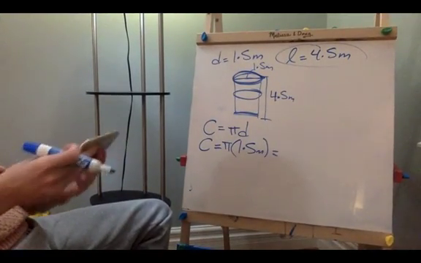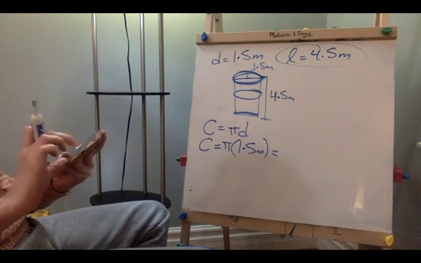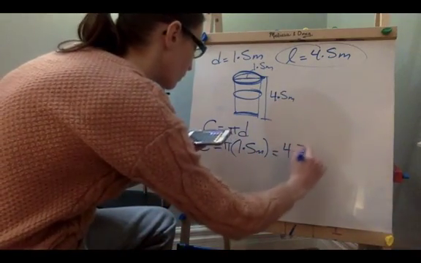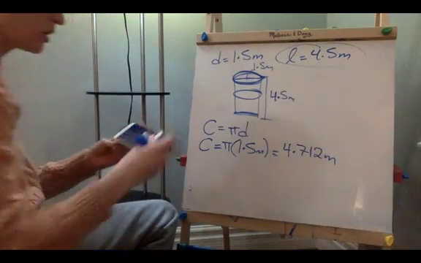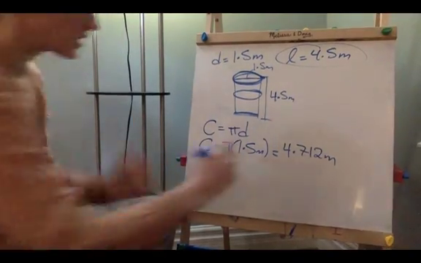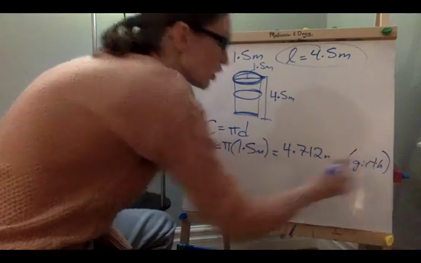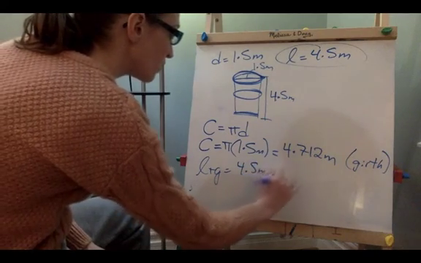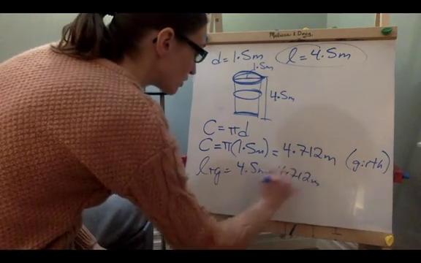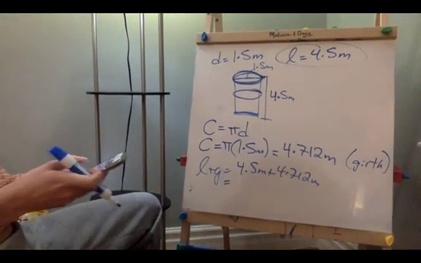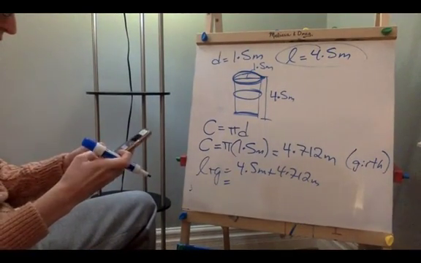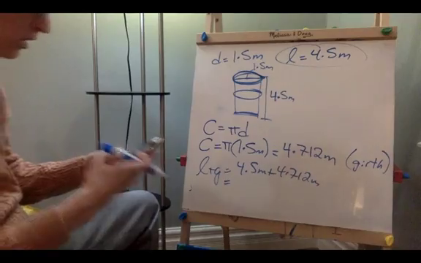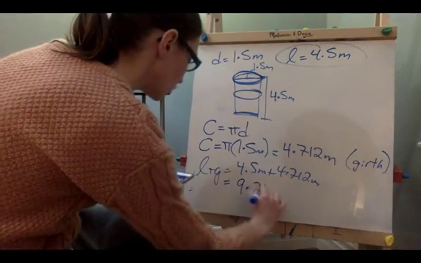Using your pi button here, pi times 1.5, so our circumference or girth measurement is 4.712 meters in this case. Like I said, that's the girth measurement. So now if we're doing our length plus girth, it's the 4.5 meters plus the 4.712 meters. We can add those two values together, 4.5 plus 4.712, and we get a value of 9.212 meters.